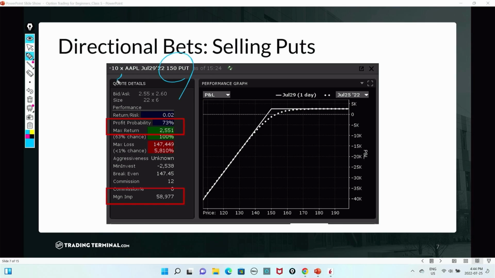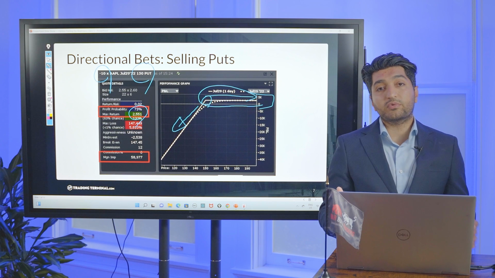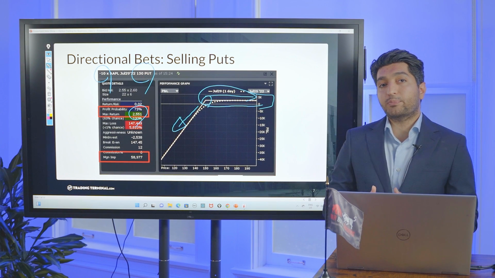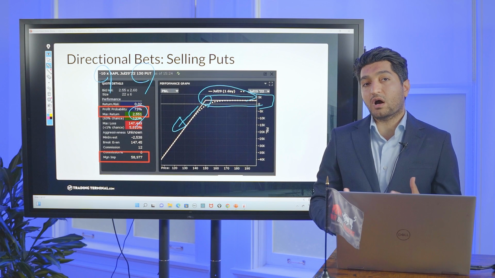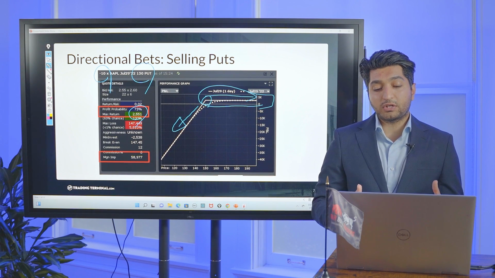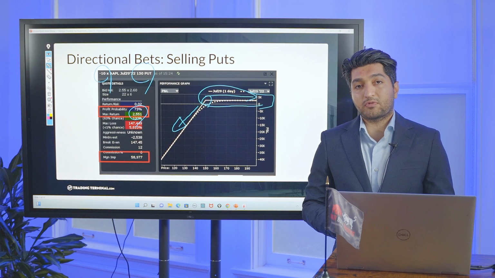Again, in this case, you can sell 10 contracts of $150 put. And if you're right about your strategy and Apple stays above 150 by the time of expiry, you get to keep all the premium. So in this case, $2,555 for 10 contracts. But if you're wrong and Apple comes down, dollar for dollar, you're gonna lose money on this trade. One of the reasons this happens is that when you're selling a put, you're obligated to buy the underlying. So your brokerage assumes that you're long Apple from 150.